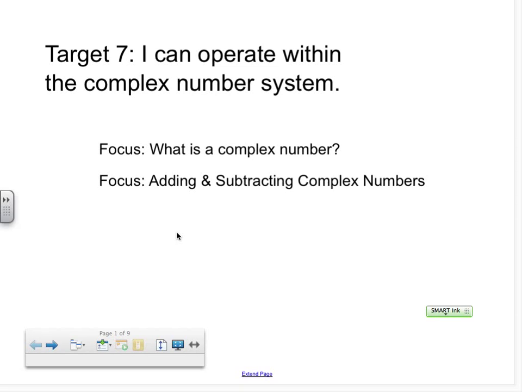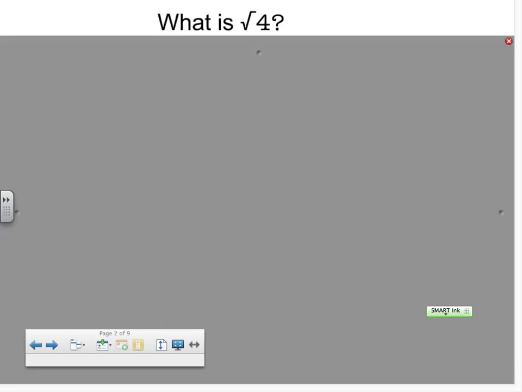Algebra 2, Target 7. I can operate within the complex number system. Today our focus is going to be A, what is a complex number? And B, how do I add and subtract with complex numbers? Let's start with a few questions.